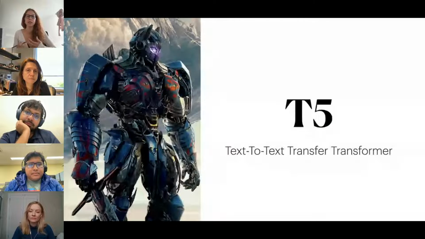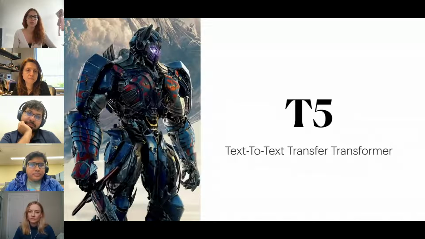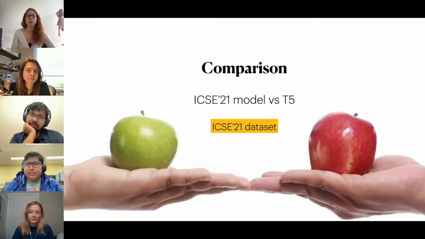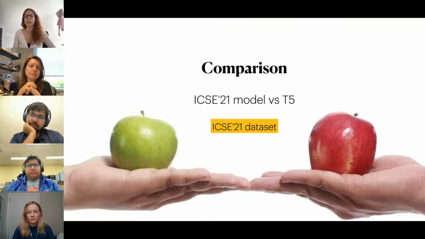So to handle the new dataset dimension and complexity, we need a more powerful model. So we leave the classic transformer model and adopt the text-to-text transfer transformer, or simply T5, that can be seen as a sort of evolution of the transformer model. So we start the evaluation of the new approach comparing T5 with the ICSE21 model and on the ICSE21 dataset.